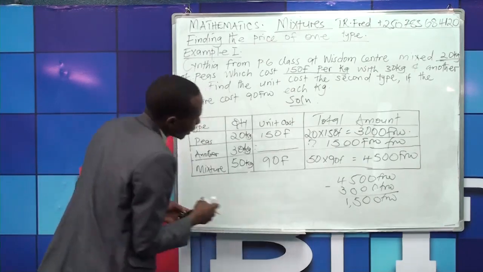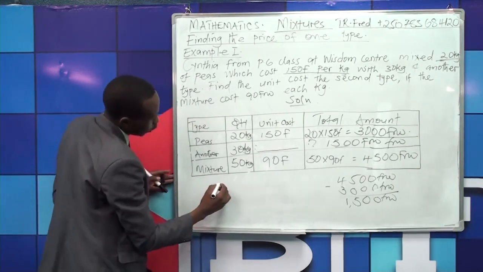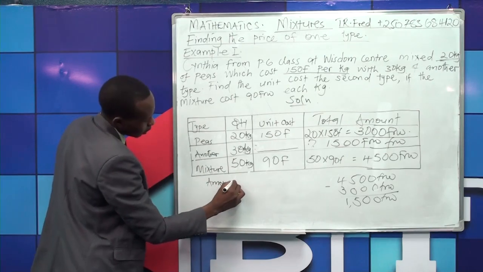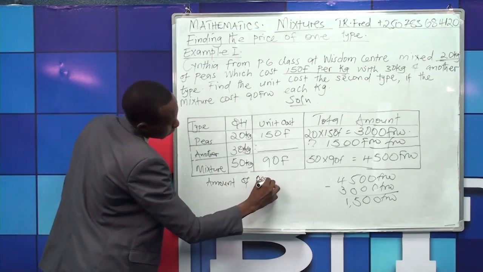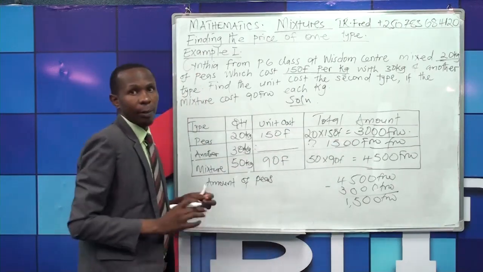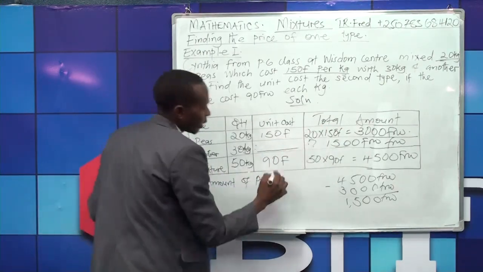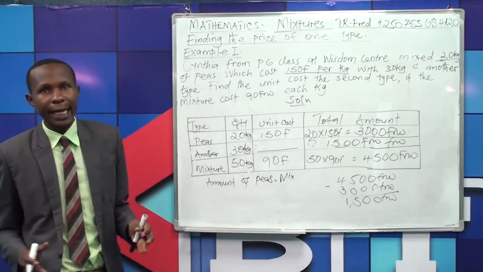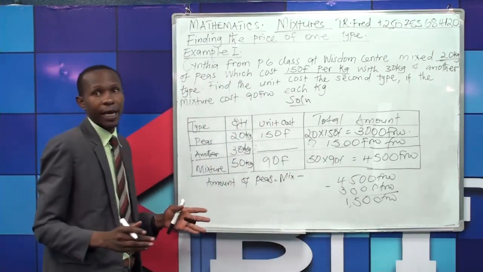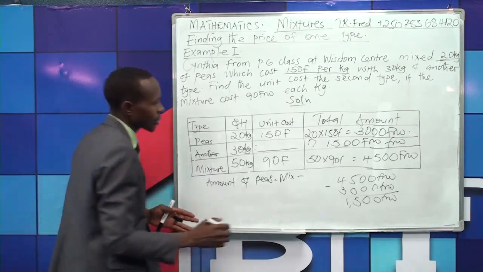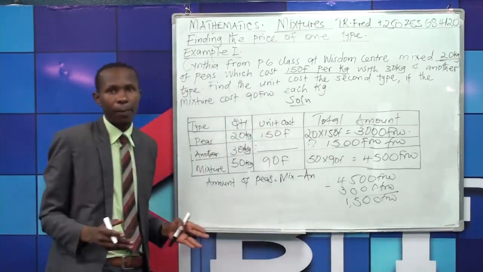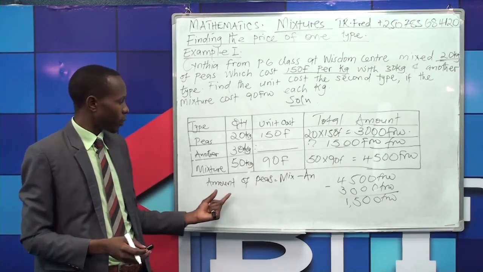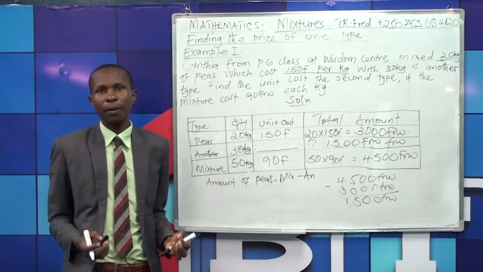If you want to find the amount of piece, if you are not given the amount and you want to find this amount, then you get the amount spent on the mixture, then you take away the amount spent on the other type. And which type is that? That is the second type. So we shall subtract the other type. Once you subtract this, you will come out with the amount that was spent on the first type, that is piece.